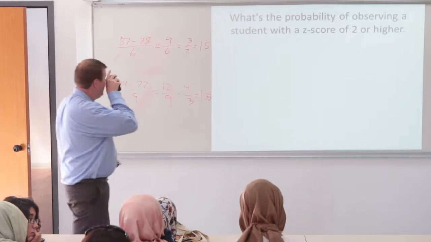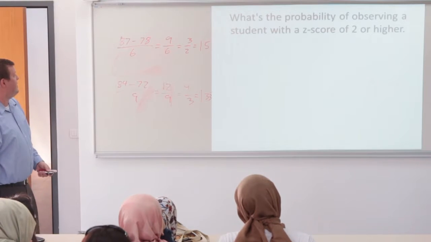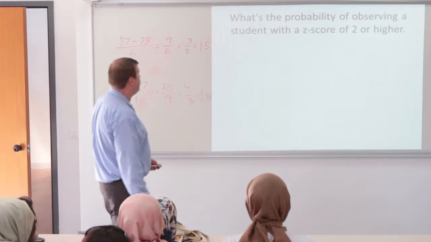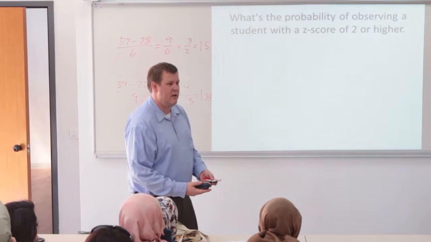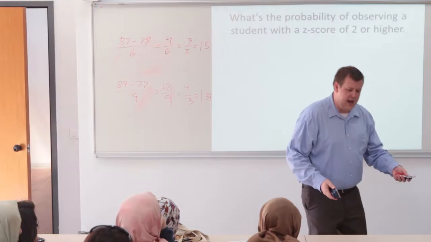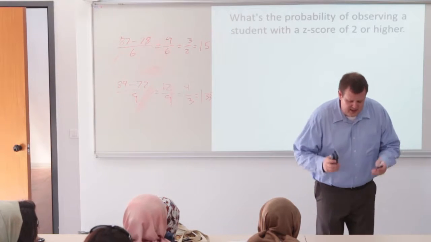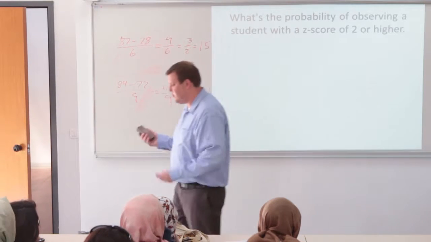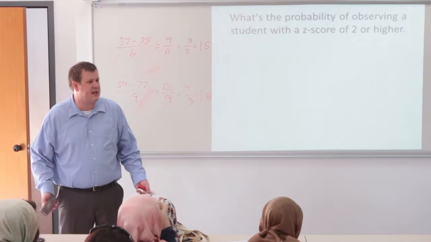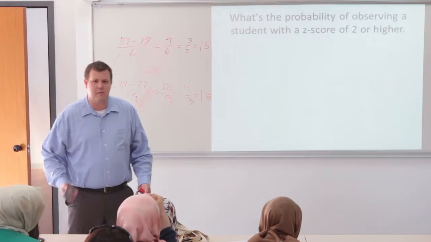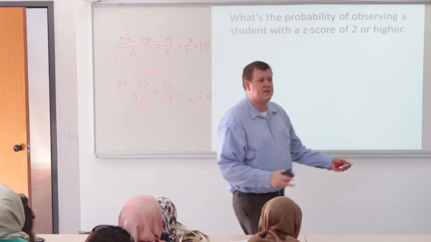Okay, so what's the probability of observing a student with a z-score of 2 or higher? So we talked about, okay, so we had a student that has a z-score of this, or we had a student with a z-score of that. When we were talking about the binomial, we were talking about number of successes, right? What's the probability that we would get this many or more successes?